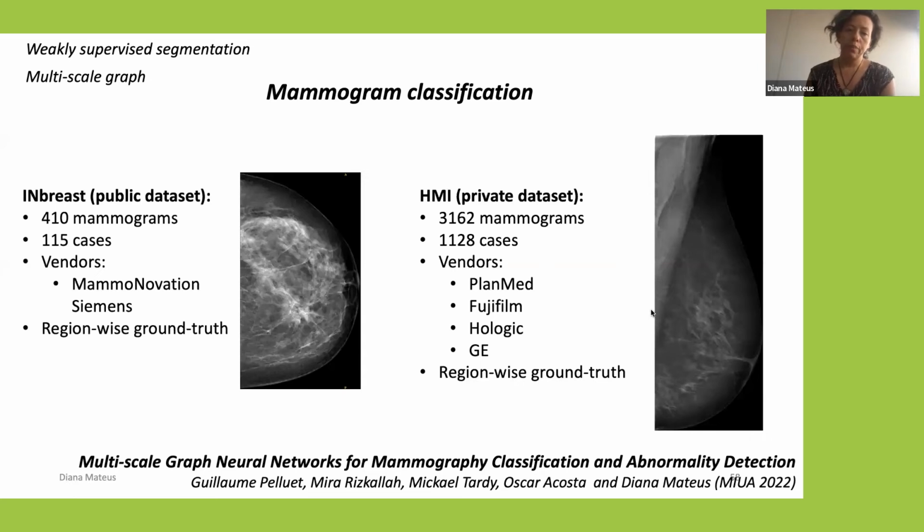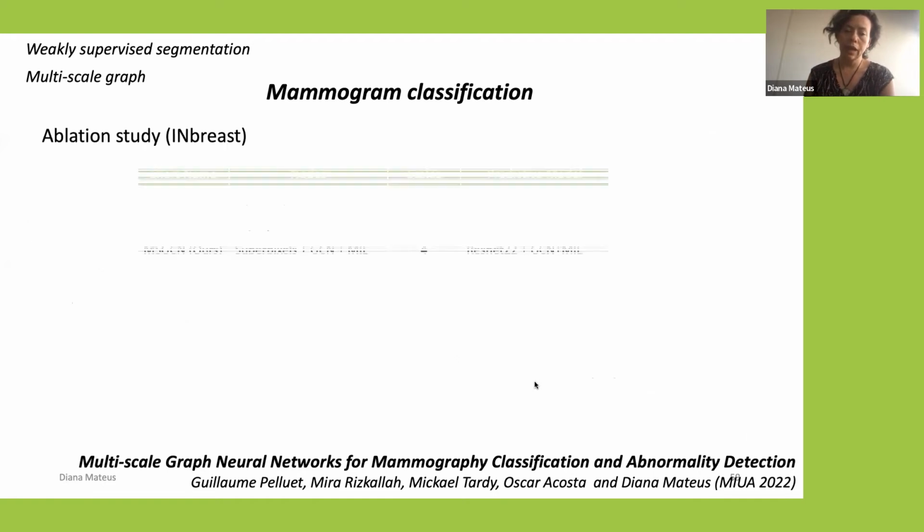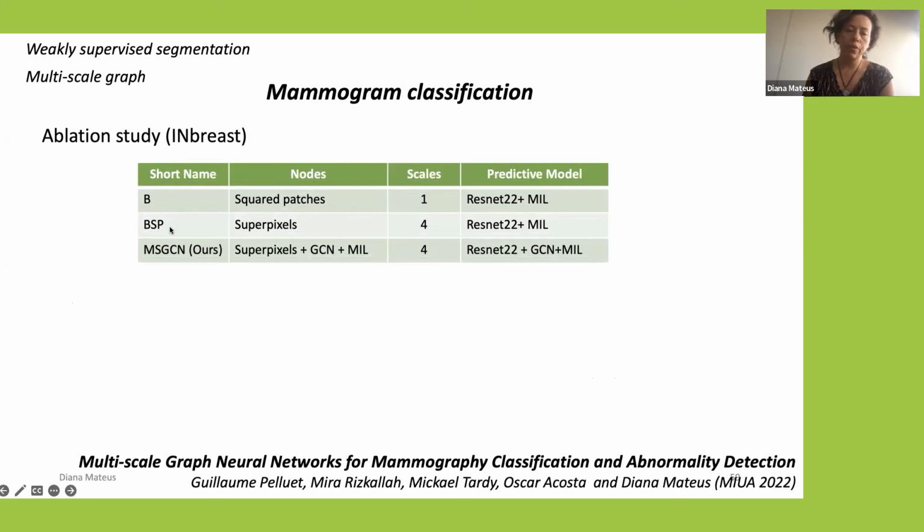So we tested this on a public data set and a private data set with different vendors. And in each case, we are going to use these region-wise annotations just for validation, not for training. First we do an ablation study, progressively adding different features of our method to see if they actually have an effect. The baseline is the multiple instance learning approach, which is just the ResNet with a single scale. Then, instead of square patches, we use superpixels, with 4 scales, and this we call BSP. And finally, we also add the GCN, which will aggregate the topological information on top of the ResNet features.